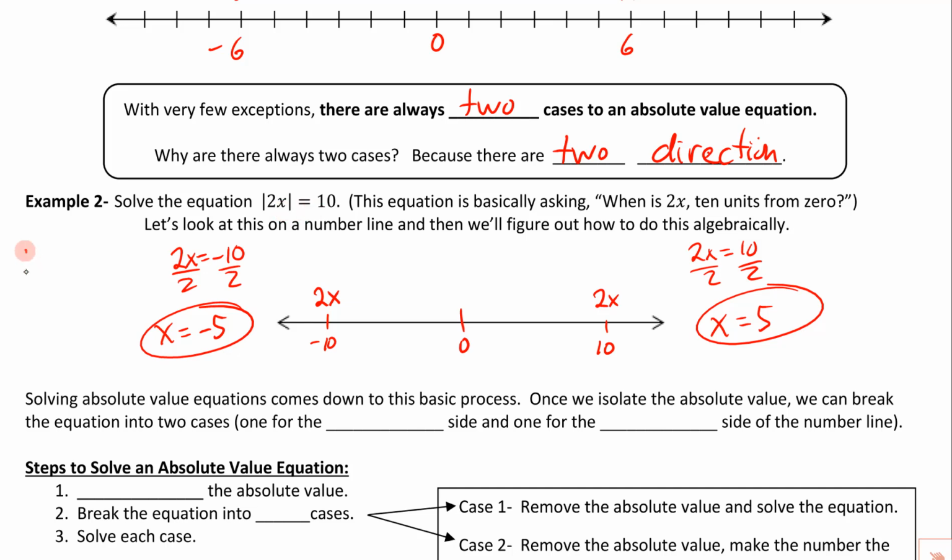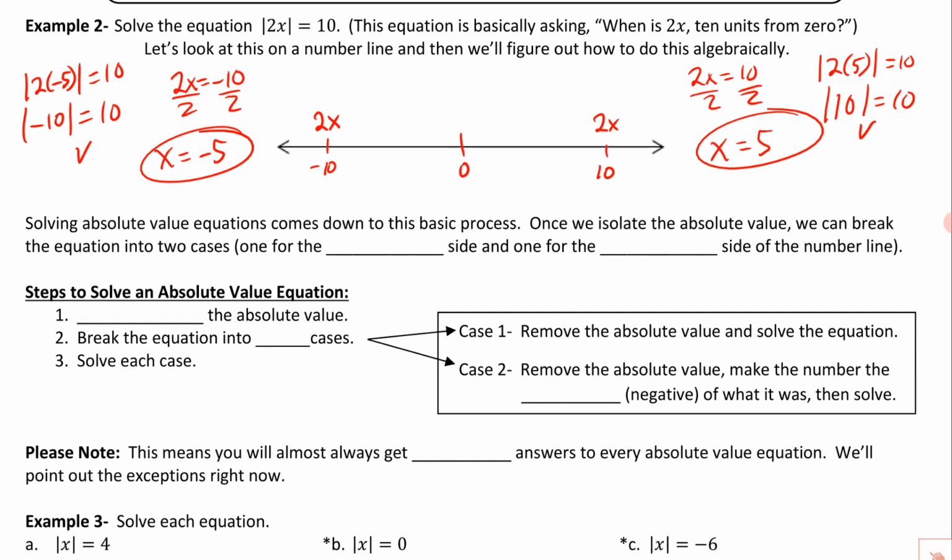So again, just to demonstrate here, 2 times negative 5 is negative 10. Negative 10 in absolute value does equal 10. And then the same thing would be true here. Absolute value of 2 times 5, does that equal 10? We've got a 10 over here in absolute value. Is the absolute value of 10 equal to 10? And the answer there, yes it is. So both of those check out. If we plug those into the original equation, we do get a true equation.